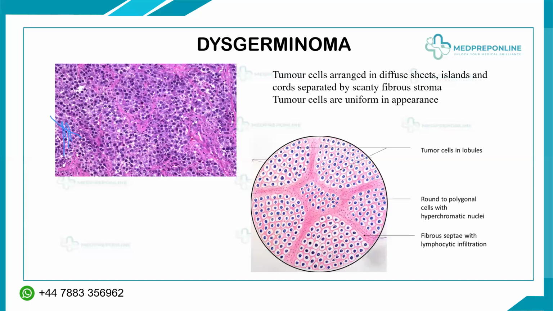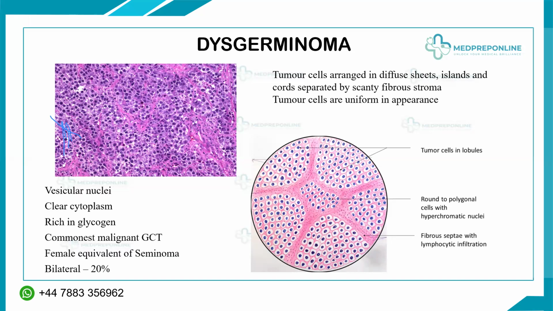So again, they are arranged in diffuse sheets and islands, as well as cords, which are separated by scanty fibrous stroma. The tumor cells themselves are uniform in appearance. They have vesicular nuclei, clear cytoplasm. They are also rich in glycogen. This is the commonest malignant germ cell tumor. If they ask you in a benign, it is a mature cystic teratoma. So it's a female equivalent of seminoma, and they are almost bilateral in 20% of cases.